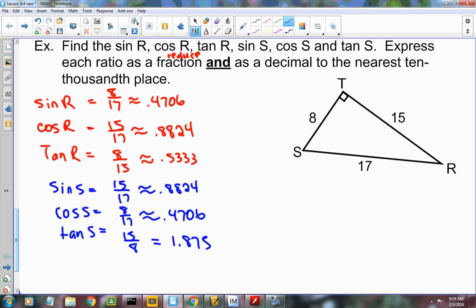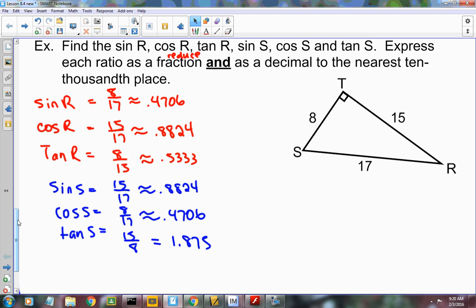All right, this is what you should have gotten. Sine of S is 15 over 17, which is 0.8824. Cosine of S is 8 over 17, which is 0.4706. And the tangent of S is 15 over 8, which is 1.875. Has everybody got that? Anybody need help with that? Okay, so that's how you set it up. Now, why are we doing this? How is this going to help you?